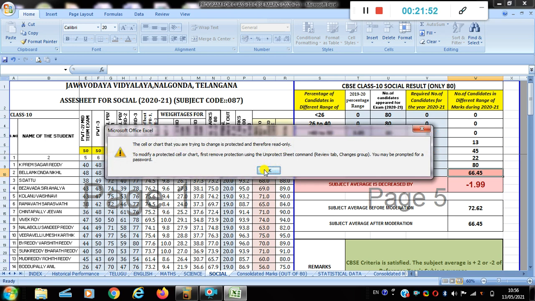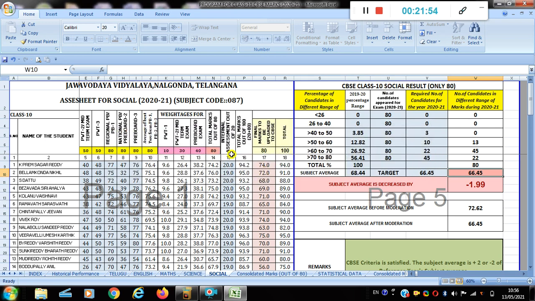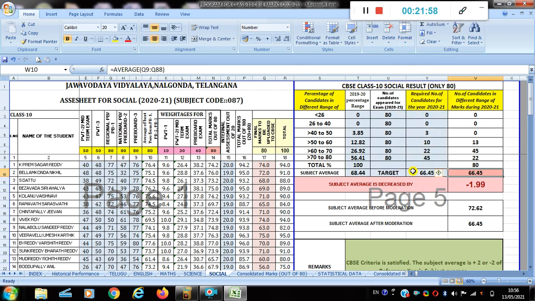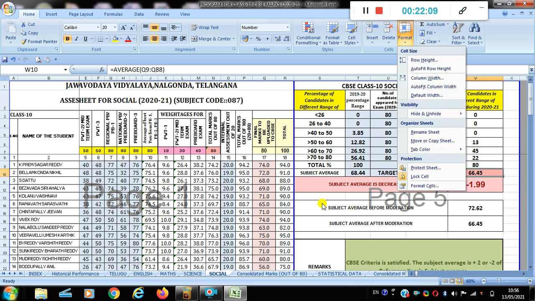So, protected. Here is the thing: if you want to change anything, just go to Format, Unprotect Sheet. I did not protect it with a password. Please make it clear, don't disturb the formulas. See, Format, Unprotect Sheet, then you can change.